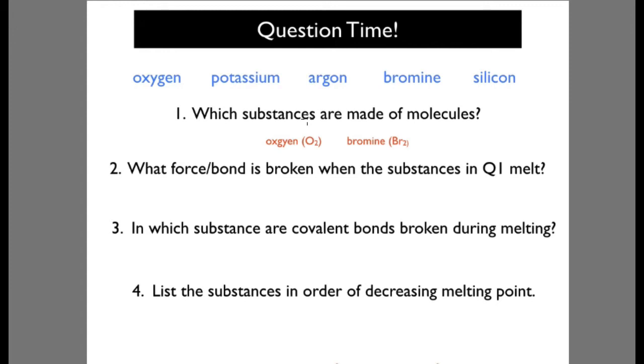What force or bond is broken when the substance in question 1 melts? It's the dispersion forces. The covalent bonds between the atoms aren't breaking, it is only the dispersion forces between the molecules. Next, in which substance are covalent bonds broken during melting?